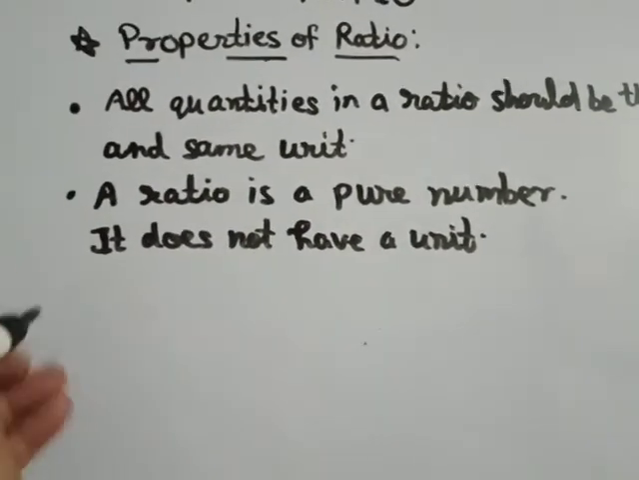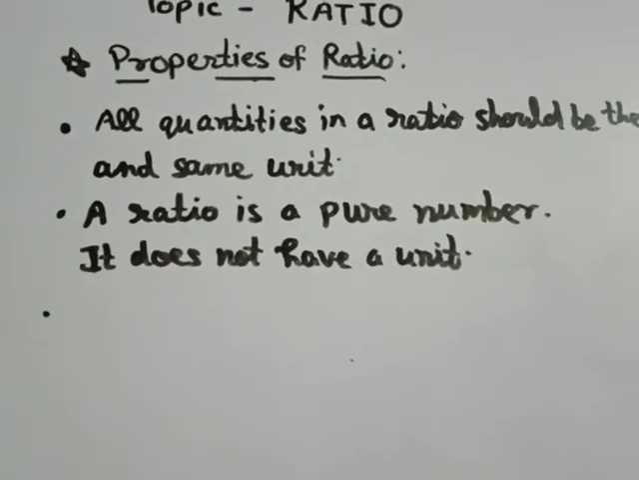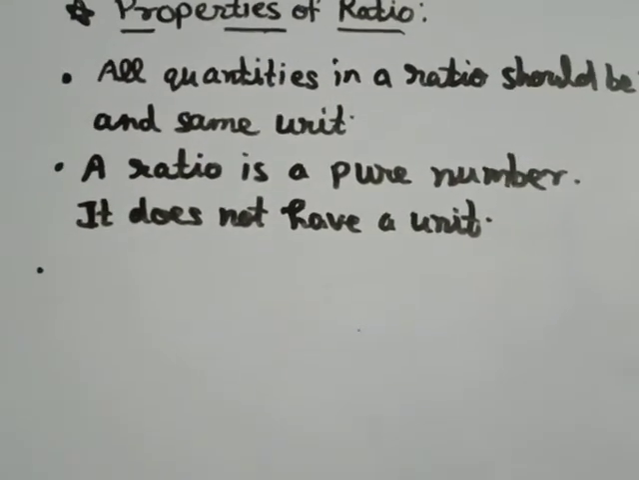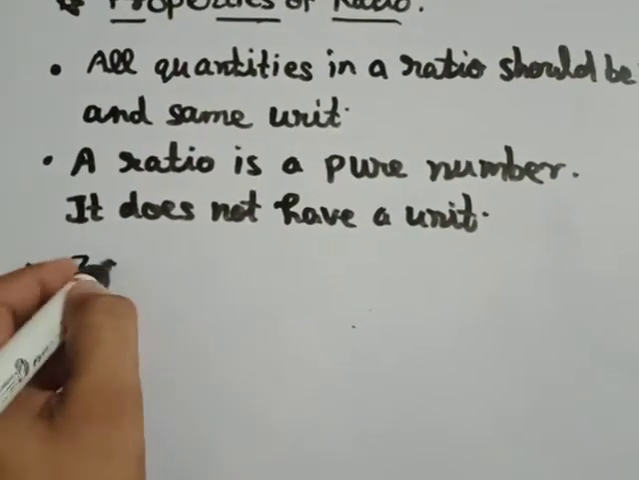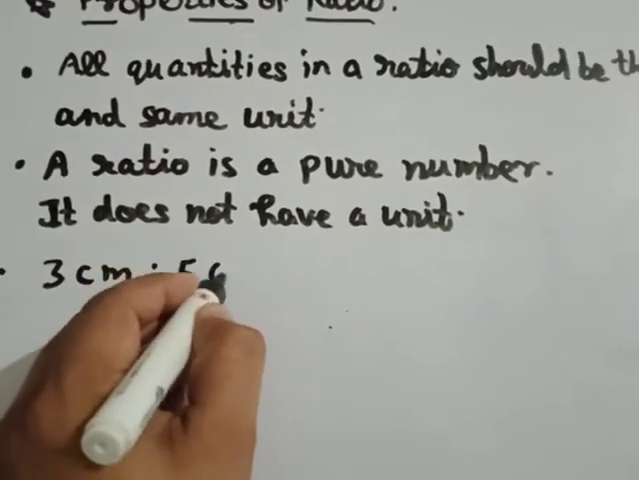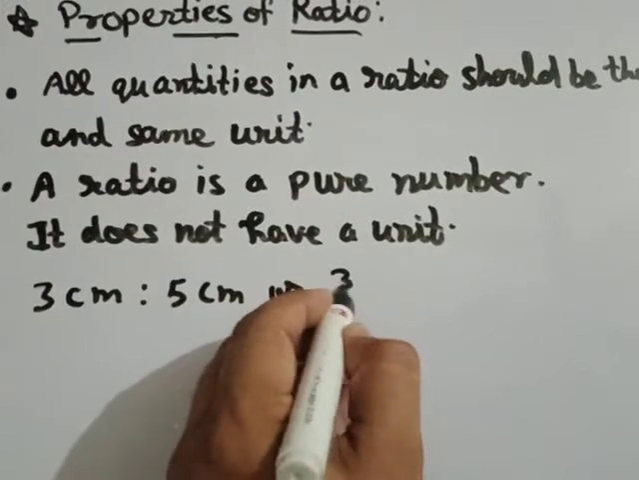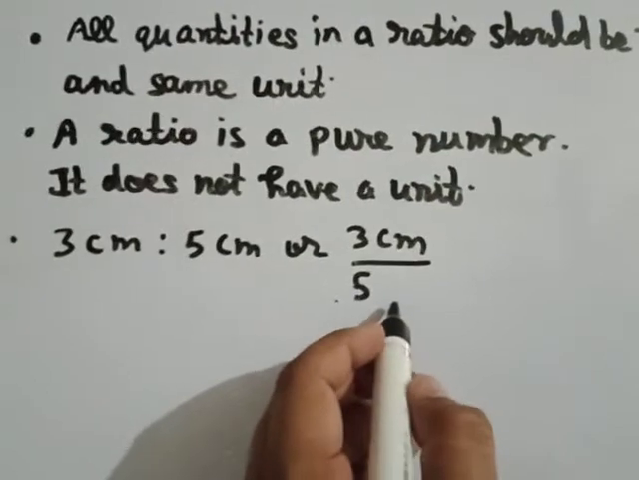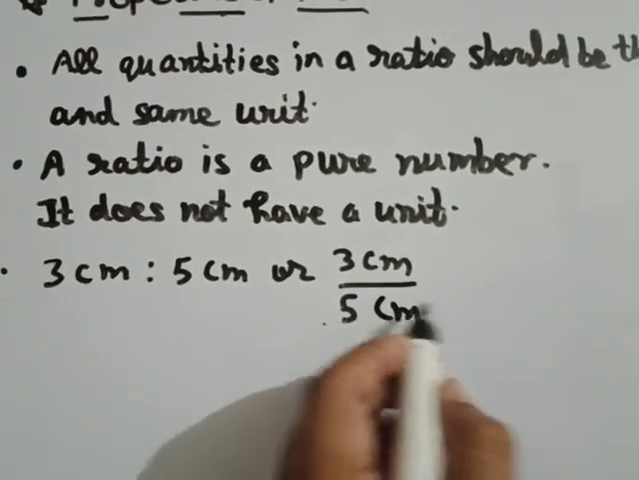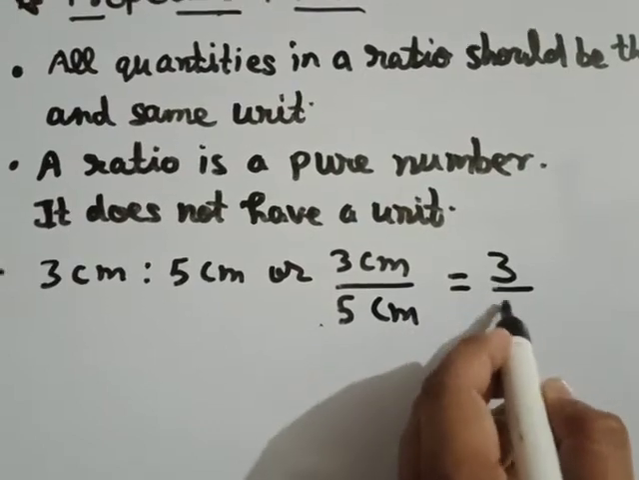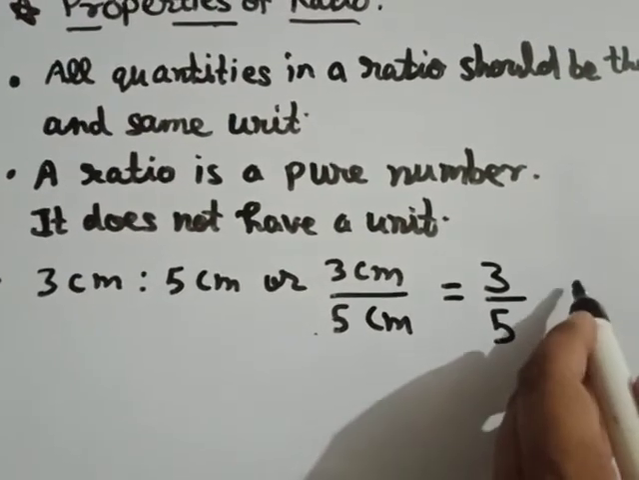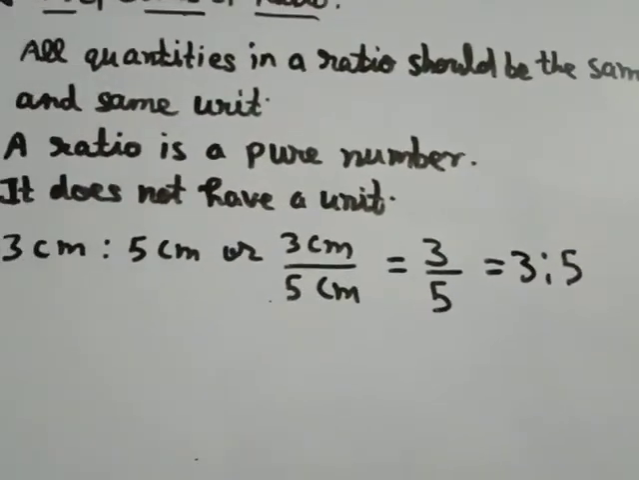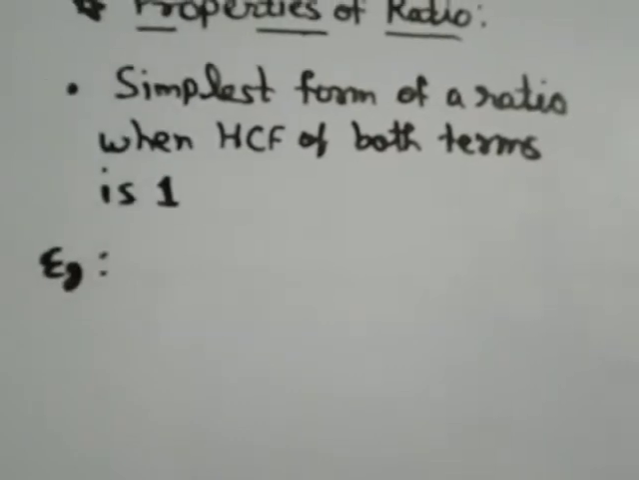Next property is, 3 centimeter ratio 5 centimeter, or 3 centimeter over 5 centimeter, because a ratio can be written in fraction form. So it is called 3 over 5 or 3 ratio 5. So a ratio has no unit. This is proved.